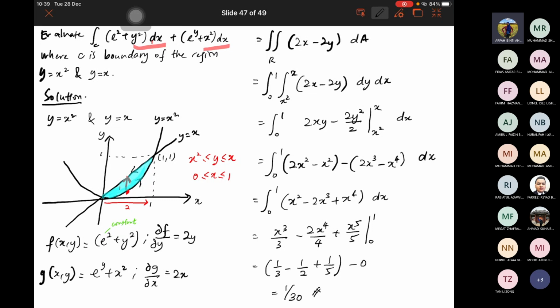So exam awak, apa nama, paper ni paper first, 24 Januari. So yeah, that's it. All the best lah.